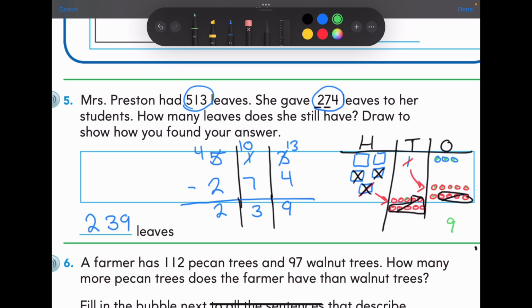I have 1, 2, 3 tens. And 1, 2 hundreds. And as you can see, this answer, I didn't do a great job at circling that. This answer matches this answer right here. So those are just 2 ways that you could show a drawing of how you found your answer. But in this, you will only have to show 1 way. I'm just giving 2 possible solutions that you could give.